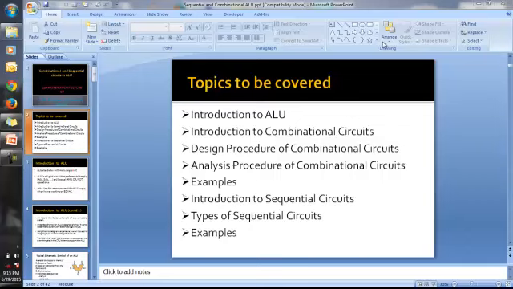Design procedure on combinational circuits, analysis of combinational circuits with example, and also I'll give the introduction about sequential circuits, types of sequential circuits with example.